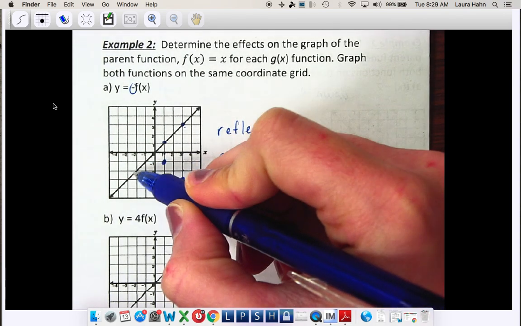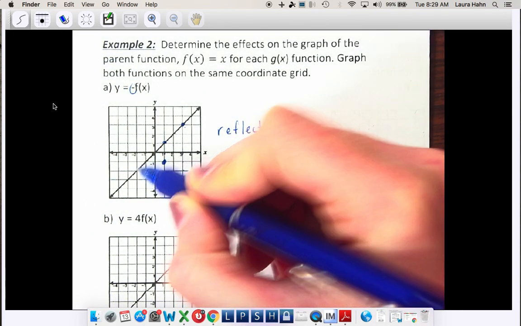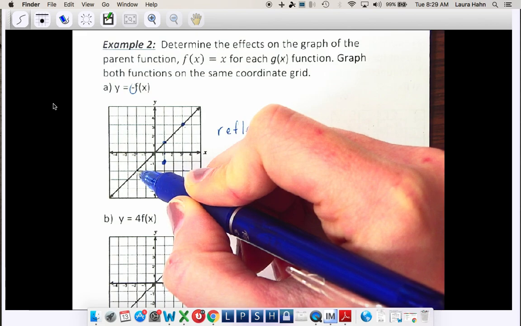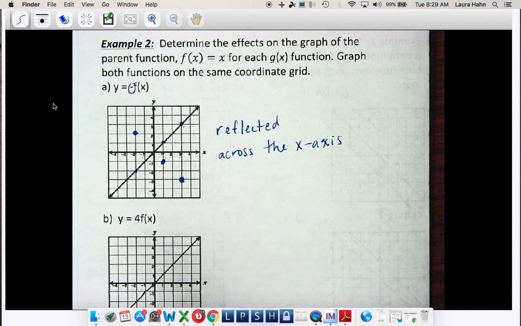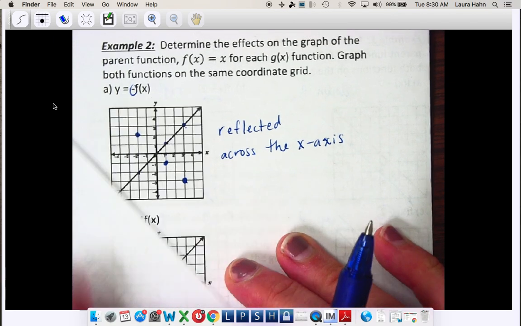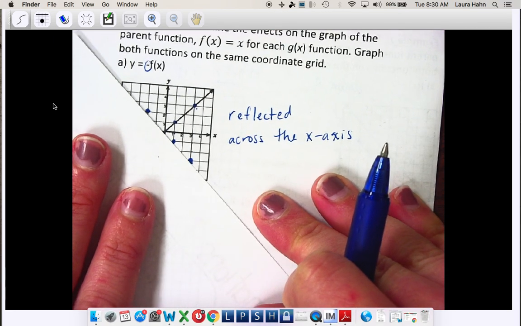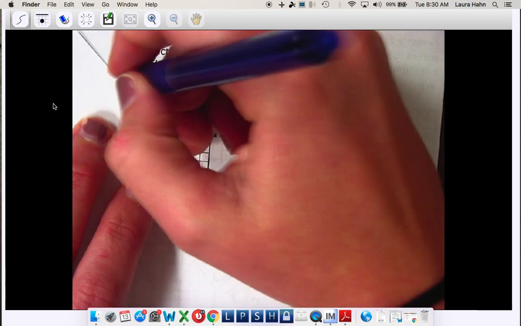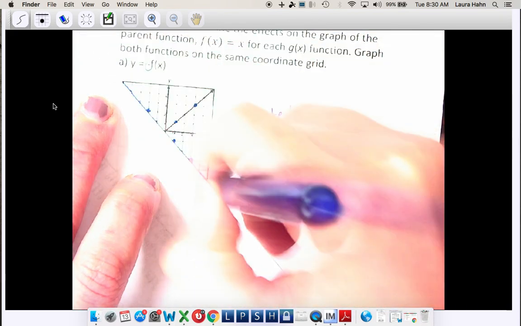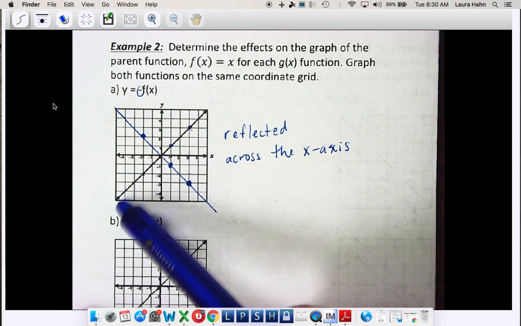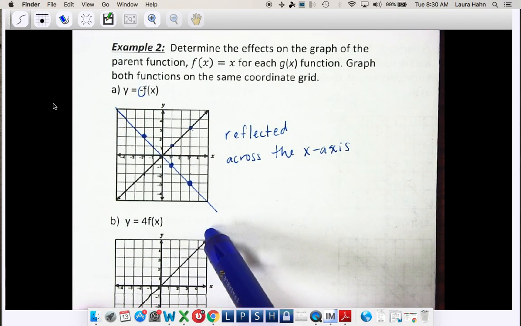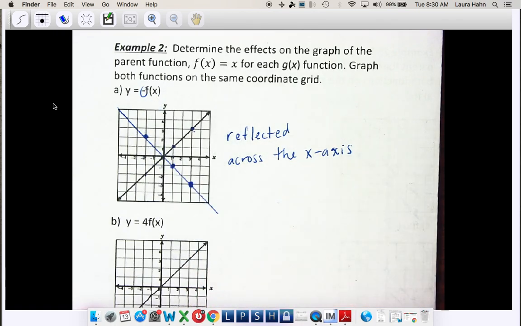All right, I'm going to pick this point too. This point is 2 squares away, so when it's reflected, it's going to be 2 squares away on the other side. All right, 3 is good for me. I'm going to line it up. And notice, it was going up, but since it was reflected, it's now going down. That should make sense. Negative slope.